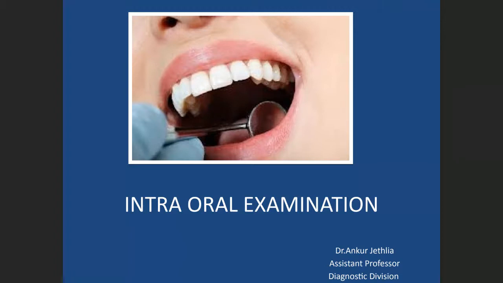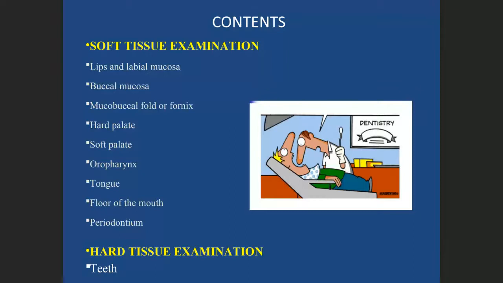Okay. So today we'll start with intraoral examination. We'll cover the soft tissue examination and hard tissue examination. In soft tissue examination, we'll cover lips, buccal mucosa, hard palate, soft palate, mucobuccal fold, oropharynx, tongue, floor of the mouth. And in hard tissue examination, we'll cover teeth.